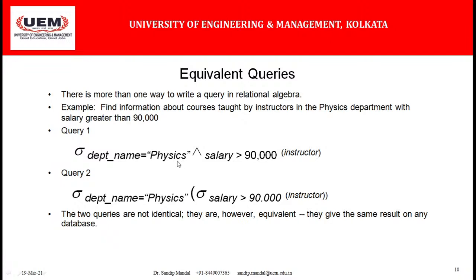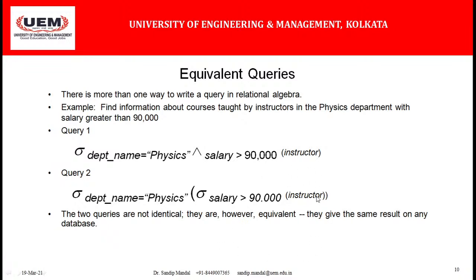So the first matter is to select the instructor tuples where the instructor belongs to the department physics and whose salary is greater than 90,000. That is okay. Another way is that you may divide this AND operation in two parts.